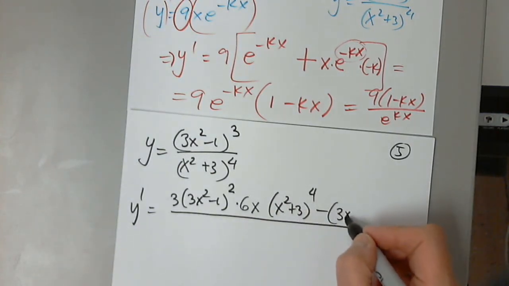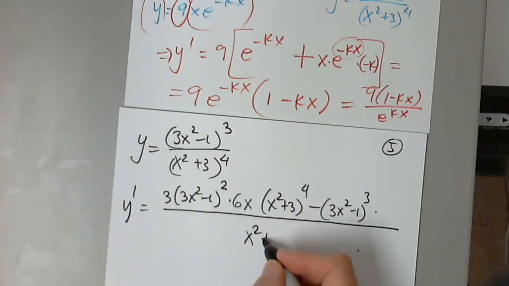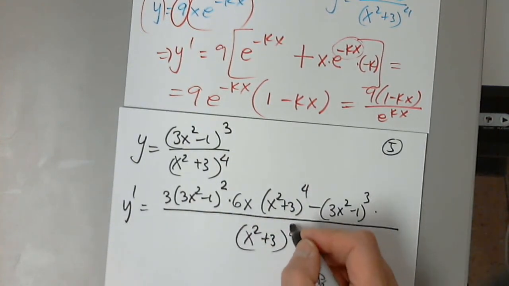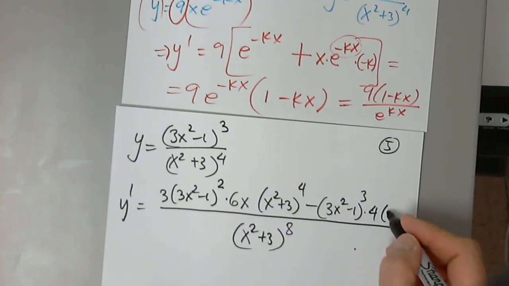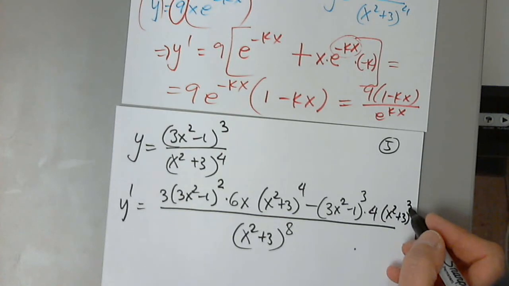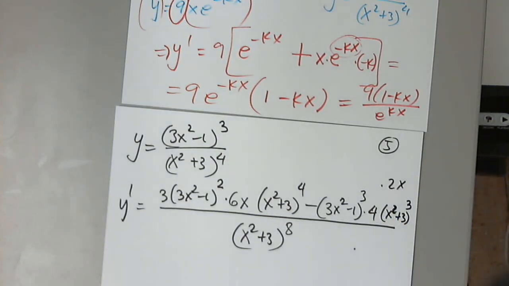I copy the numerator, but now I differentiate the denominator. And don't forget, the denominator gets squared. So 4 times x squared plus 3 to the third power, and you're not surprised, times 2x. I don't have room.